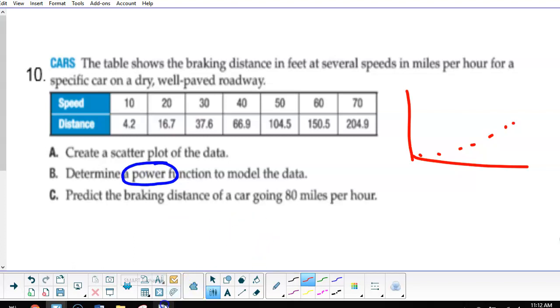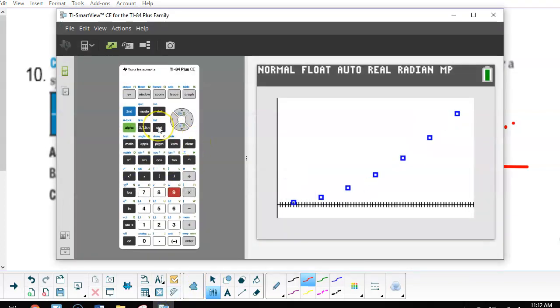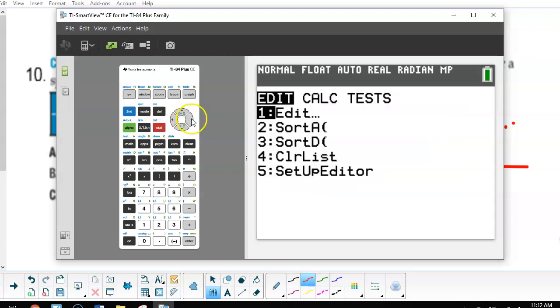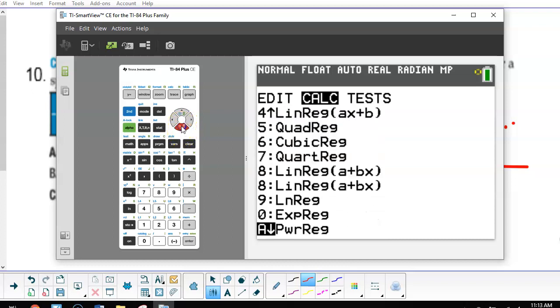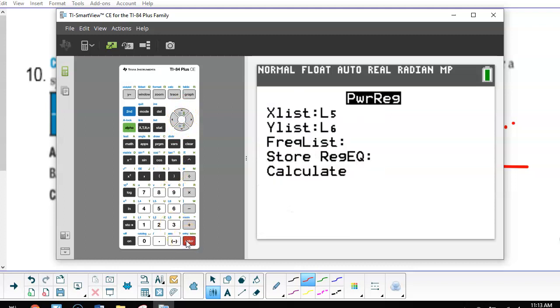Then it says to do a power function. How do I do that? Stat, right arrow, power. That's not on there. You have to scroll down and find it. I don't know what it is tomorrow. It might be quadratic. I can't remember. Power, list 1 and list 2.